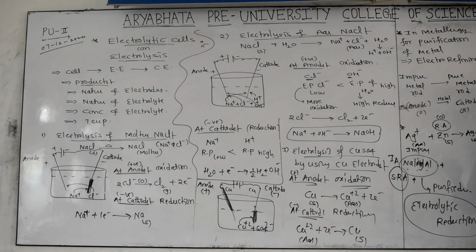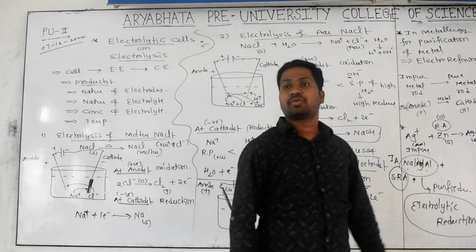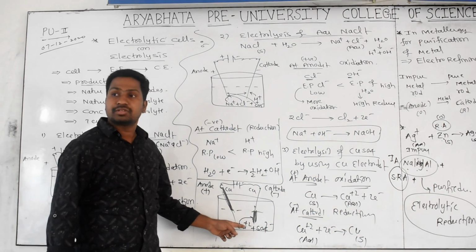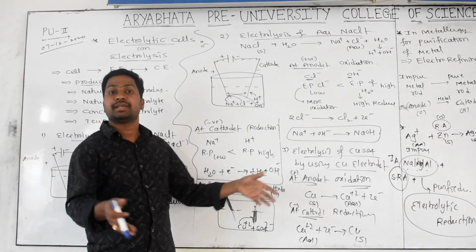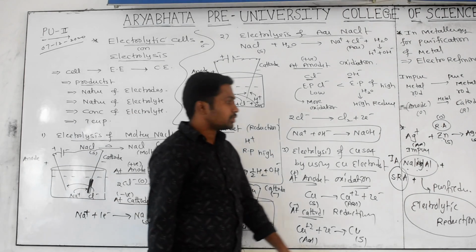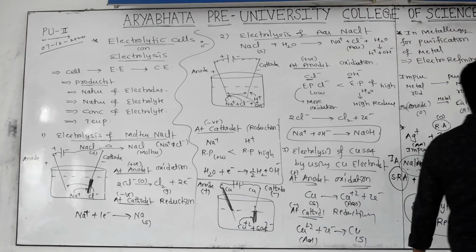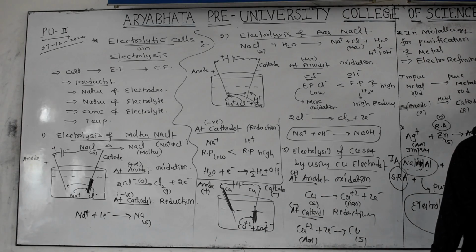That's why there is no element stronger than these three, and so it does not work by using zinc. But it is possible with the electrolysis process. That phenomenon is called electrolytic reduction. Why? Because whatever metal ions are there, they undergo reduction by supplying electricity. That's why we call it electrolytic reduction. Okay. Now we have to see one more thing.